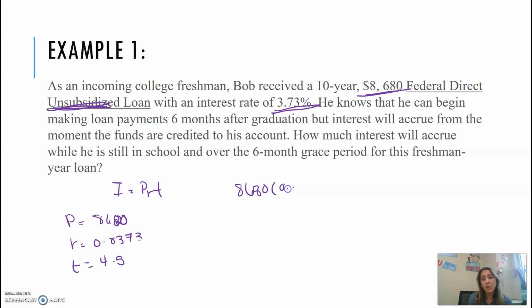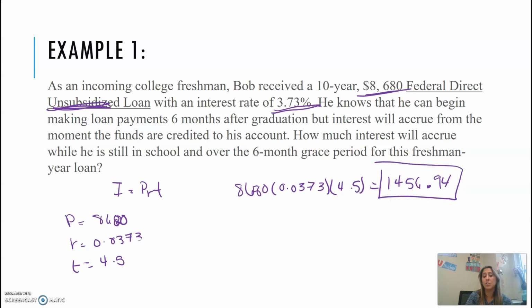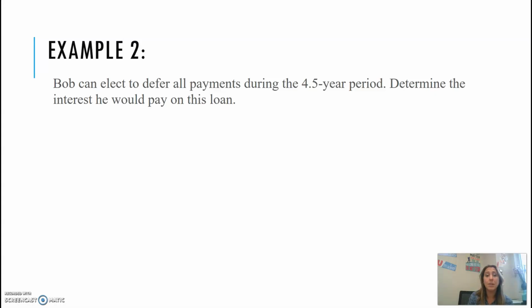8680 times 0.0373 times 4.5, and that's going to equal $1,456.94. So that is just the interest. So that's going to be the answer to that question. But we're going to use that number.